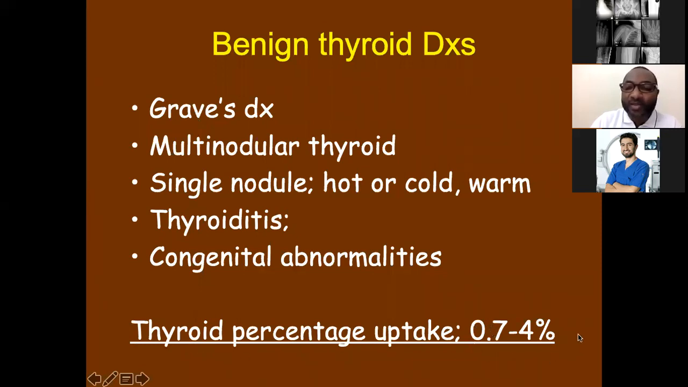And the normal values that we generally use are between 0.7 to 4. Above 4 is hyper, meaning increased uptake. Below 0.7 is considered low uptake. So essentially, the benign thyroid conditions for which we utilize thyroid scintigraphy with technetium-99m are Graves' disease, multinodular goiter, single nodule, either hot, cold, or warm, thyroiditis, and congenital abnormality.